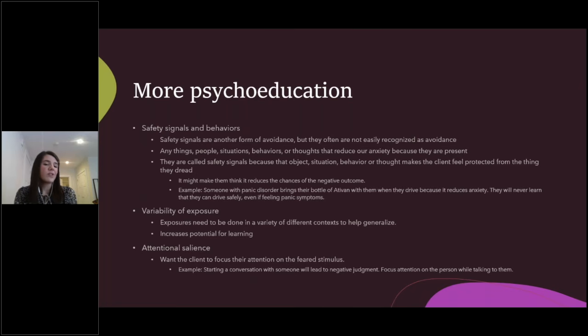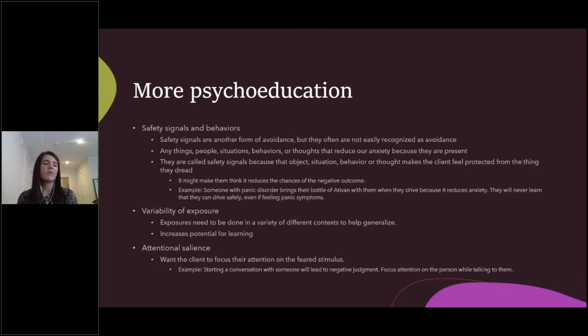Variability of exposure is also really important. Exposures need to be done in a variety of different contexts because we want the learning to generalize across contexts. So doing these exposures in different settings increases potential for learning, and also attentional salience. So we want the client to focus their attention on the feared stimulus. Okay, we don't want them to be focusing their attention on something else.